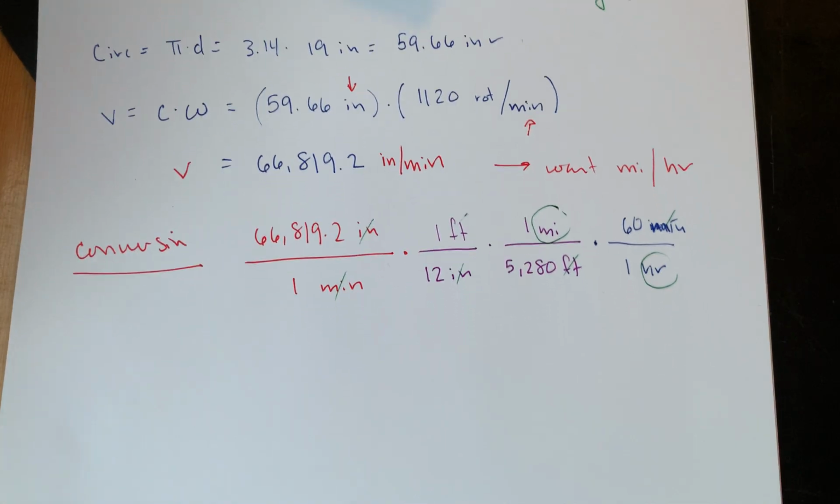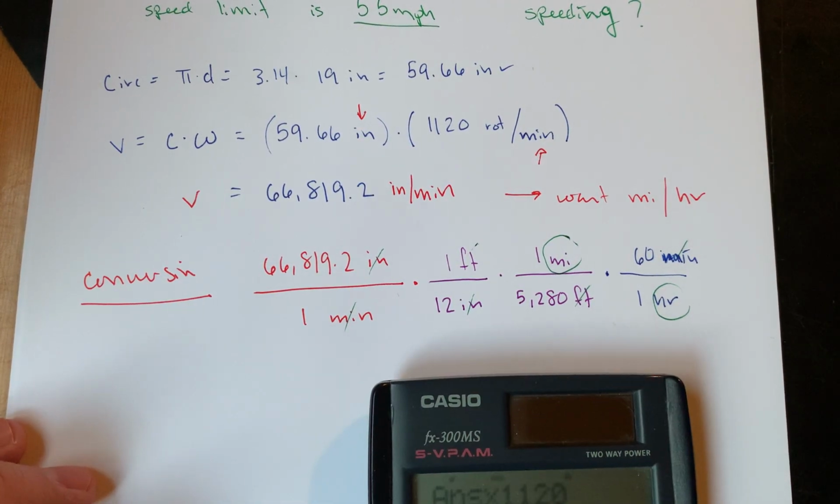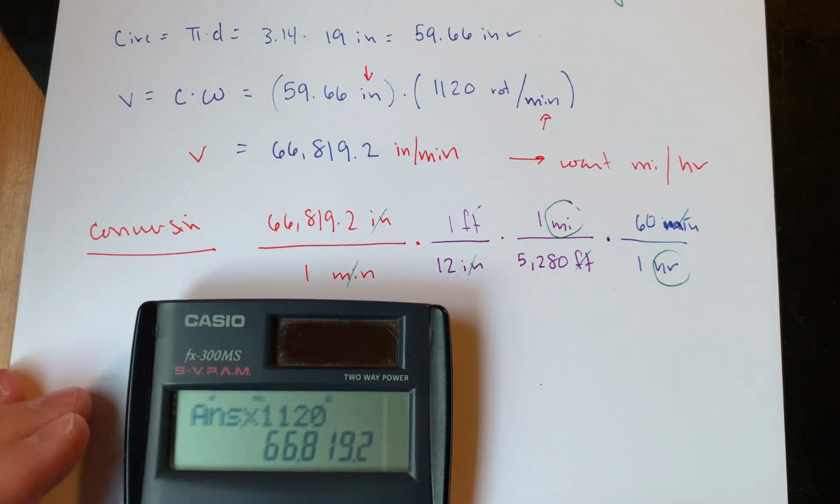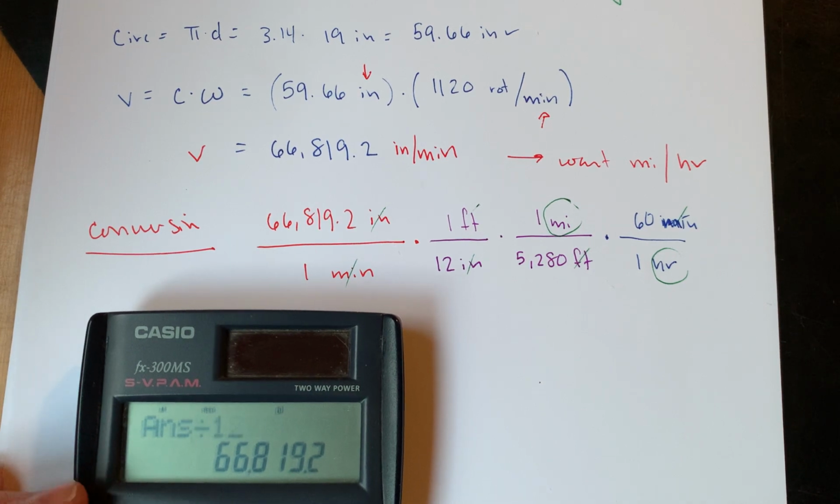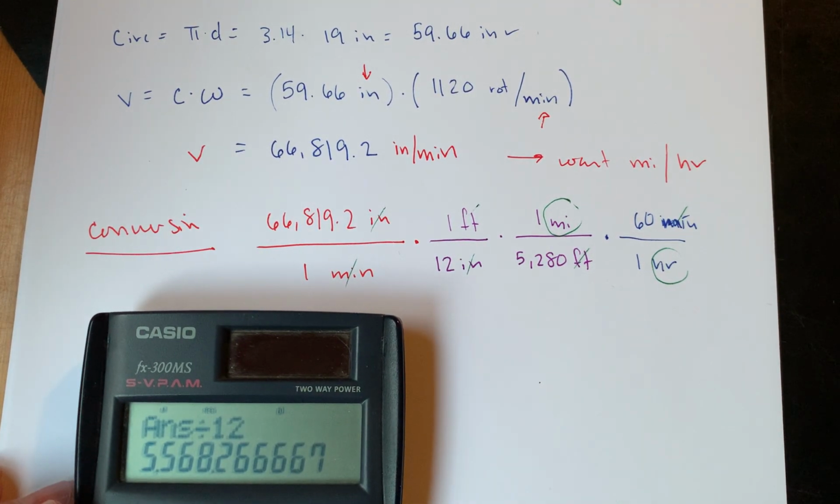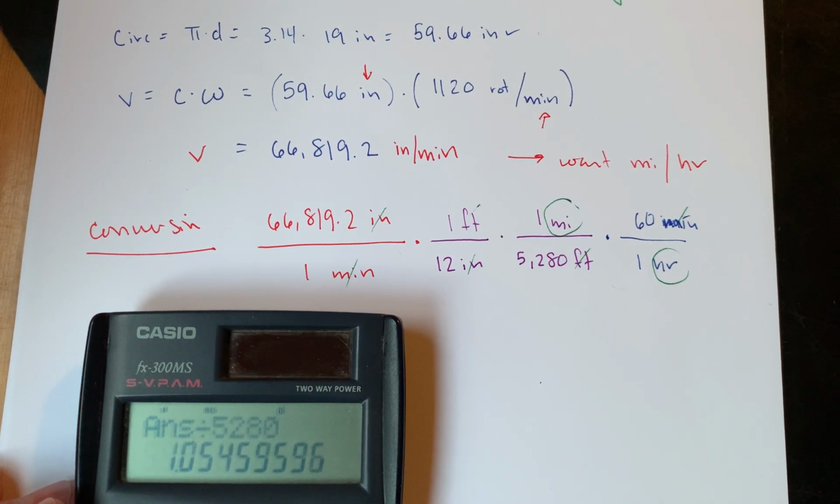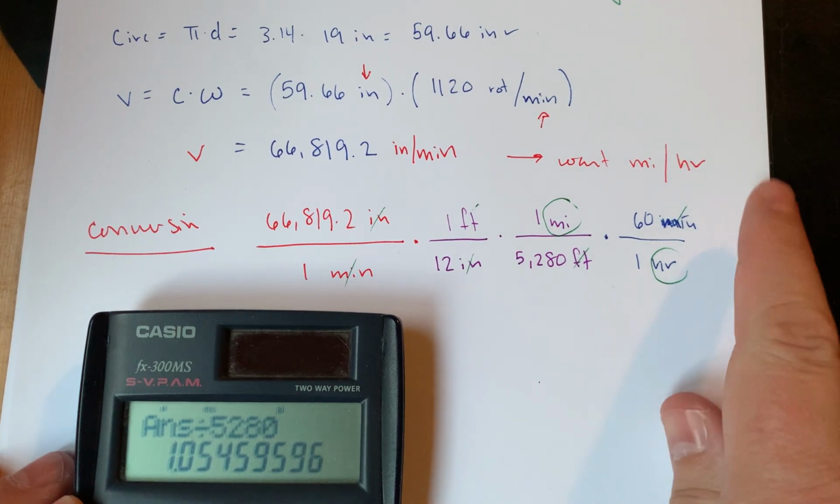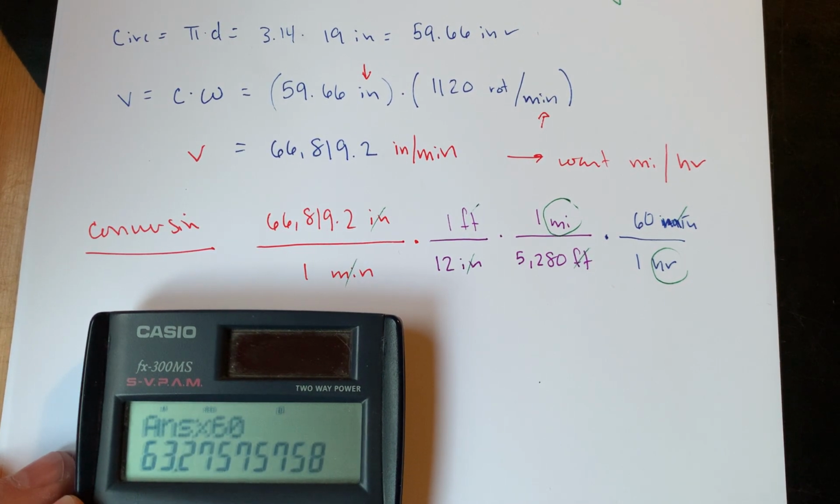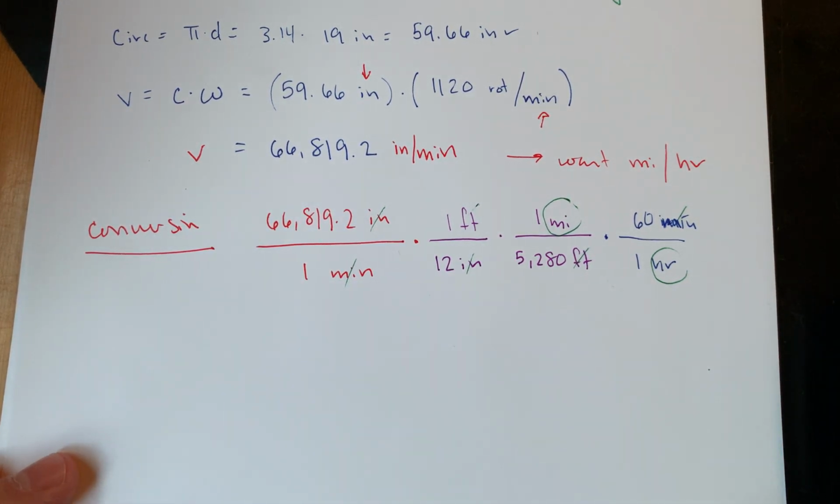So what am I going to get? So I've still got my nice 66,819.2. So this would be divide by 12. I'll just go in order, right? So divide by 12, divide by 5,280. So that would get me miles per minute. So that's 1.05, yada, yada, yada, let's say 1.05 miles per minute, times 60 up top is going to be 63.27, 63.3 miles per hour.